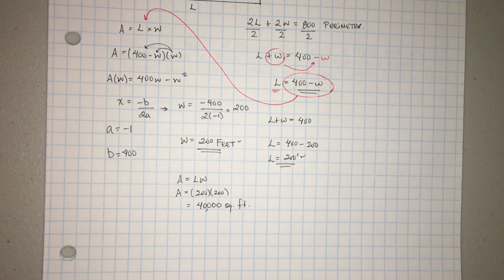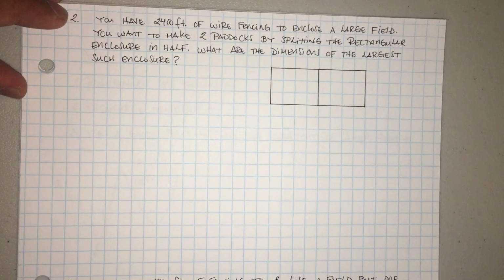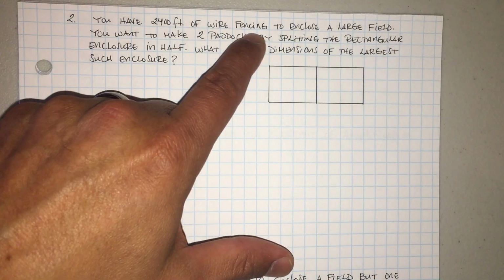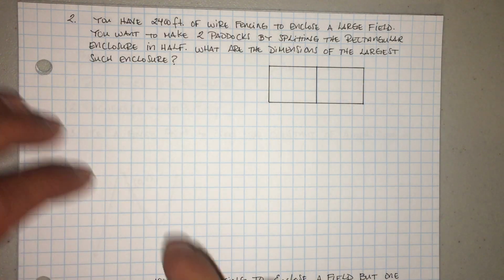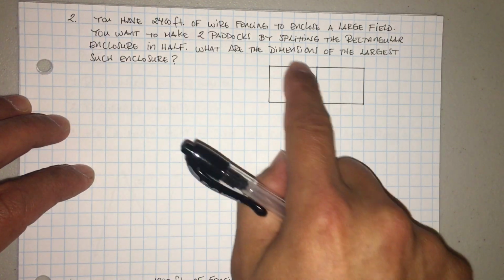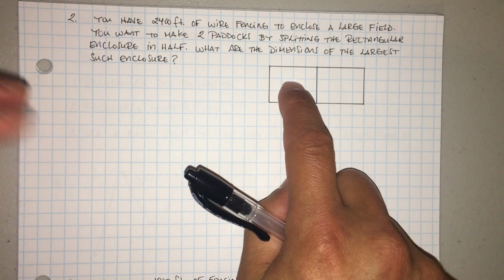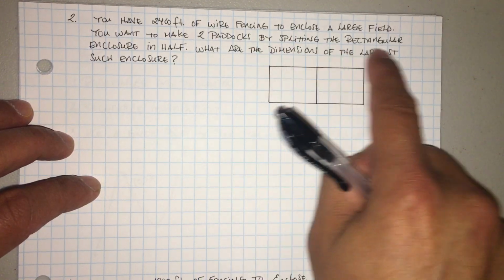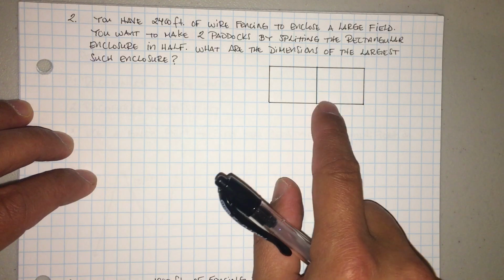So let's go ahead and do another one. Vamos a hacer otro. Okay. Just a couple more just to get you the hang of it, how we're doing these, okay? Because sometimes they're different. So now you have 2,400 feet of wire fencing to enclose a large field, but you want to make 2 paddocks. So these 2 little areas, usually you keep horses in there, and then you want to split the rectangle in half.